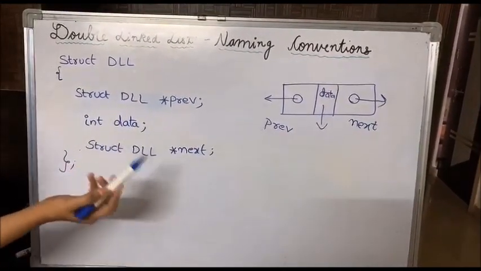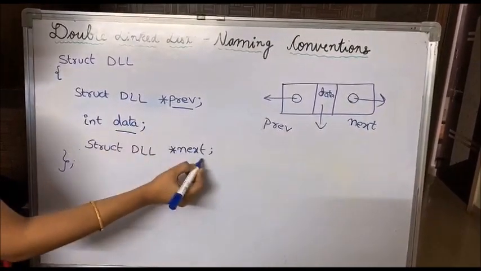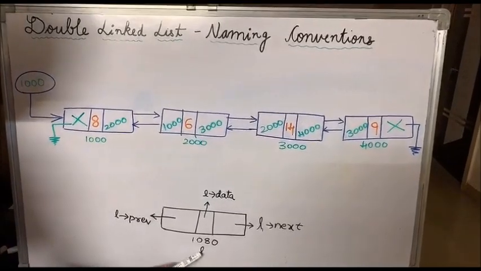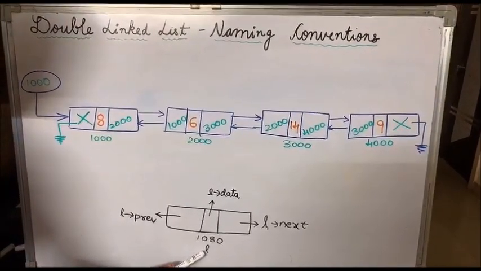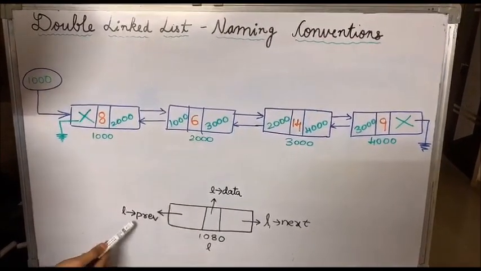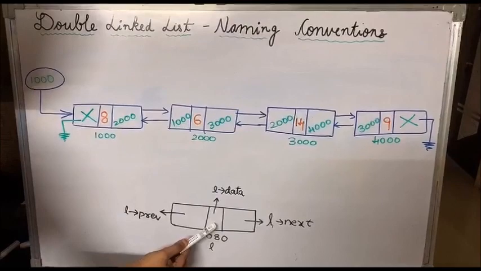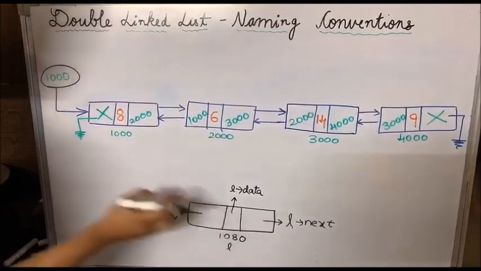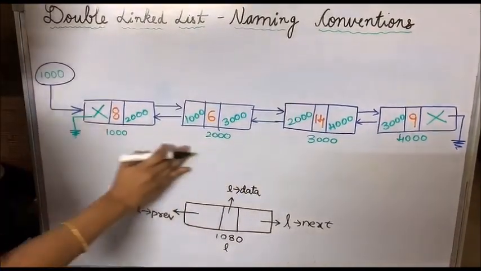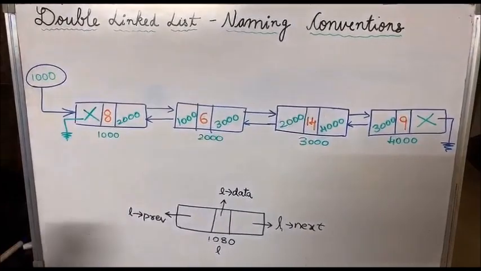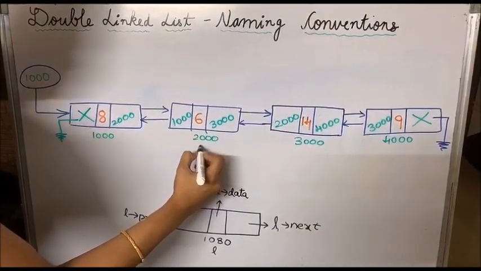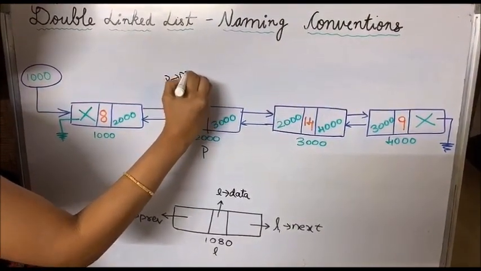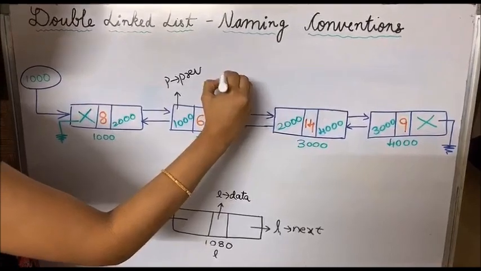Now let's go for the naming conventions using these 3 fields, 3 data types. If we declare a structure variable with the name L, then the first field name will be L previous, the second field will be L data and the third field will be L next. So basing on these 3 naming conventions, we will try to figure out the names of other nodes in the double linked list. For example, if 2000 name is P, then 1000 will be P previous and 3000 will be P next.